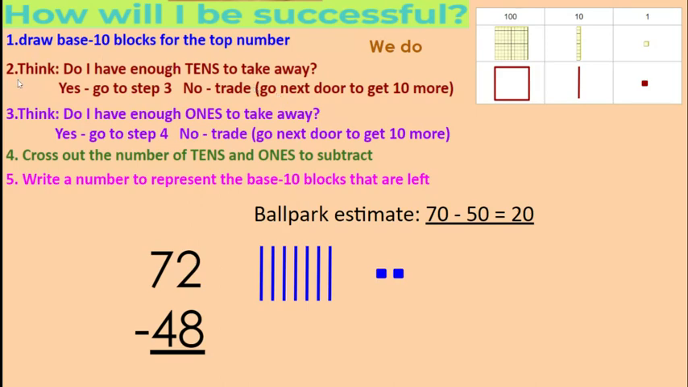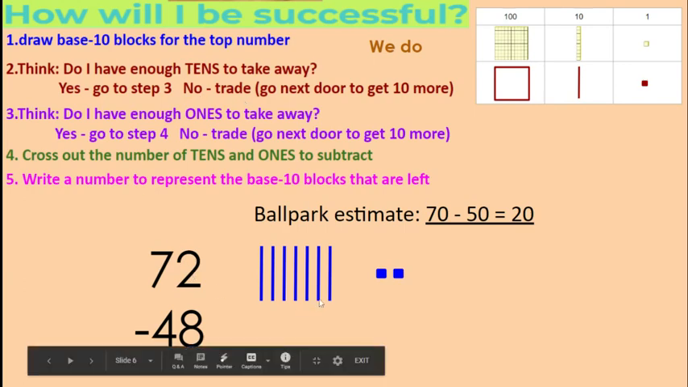Let's read step number 2 together. We have to think, do I have enough 10s to take away? If yes, we're going to step number 3. If no, we will trade. Let's see. We have 7 10s. What number is below the 7? 4. Can you take away 4 10s? Yes. Since we answered yes, we go to step number 3.